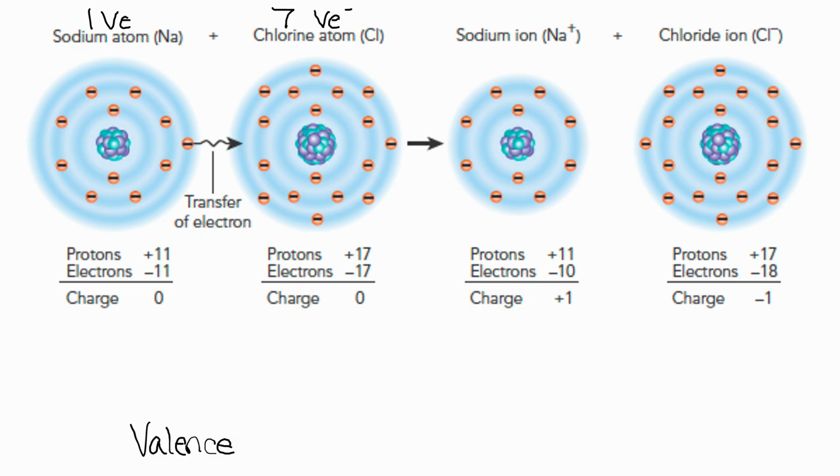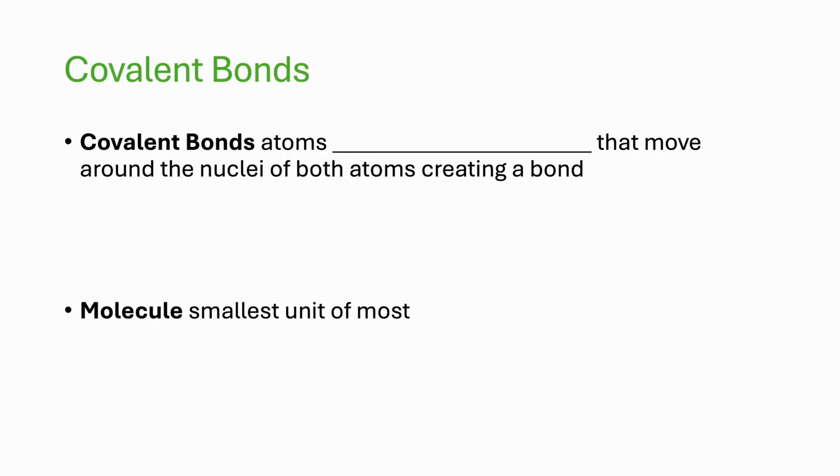And the positive of the sodium and the negative of the chlorine are what are attracted together. So it's the complete transfer of electrons that forms charged ions that in turn will make the bonds come together. Now this is different from a covalent bond. In covalent bonds, the atoms share electrons in order to fulfill their full valence electrons. So they share electrons that move around the nucleus of both atoms, creating a bond.